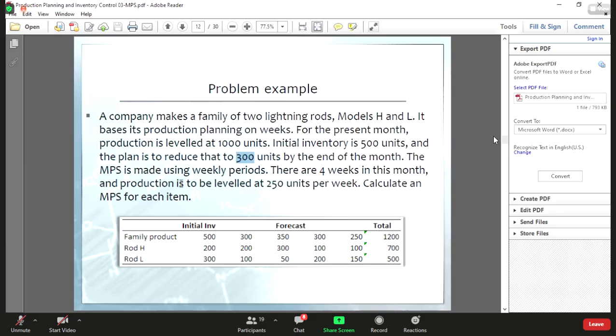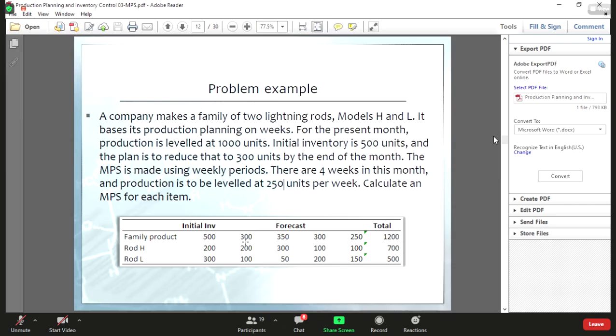The MPS is made using weekly periods. There are 4 weeks in this month, and the production is to be leveled at 250 units per week. Because the production is leveled at 1,000 units per month, when we level it by week, then per week will be 250. Calculate an MPS for each item. This is the family of products. The initial inventory is 500. It consists of 200 units of H and 300 units of L.